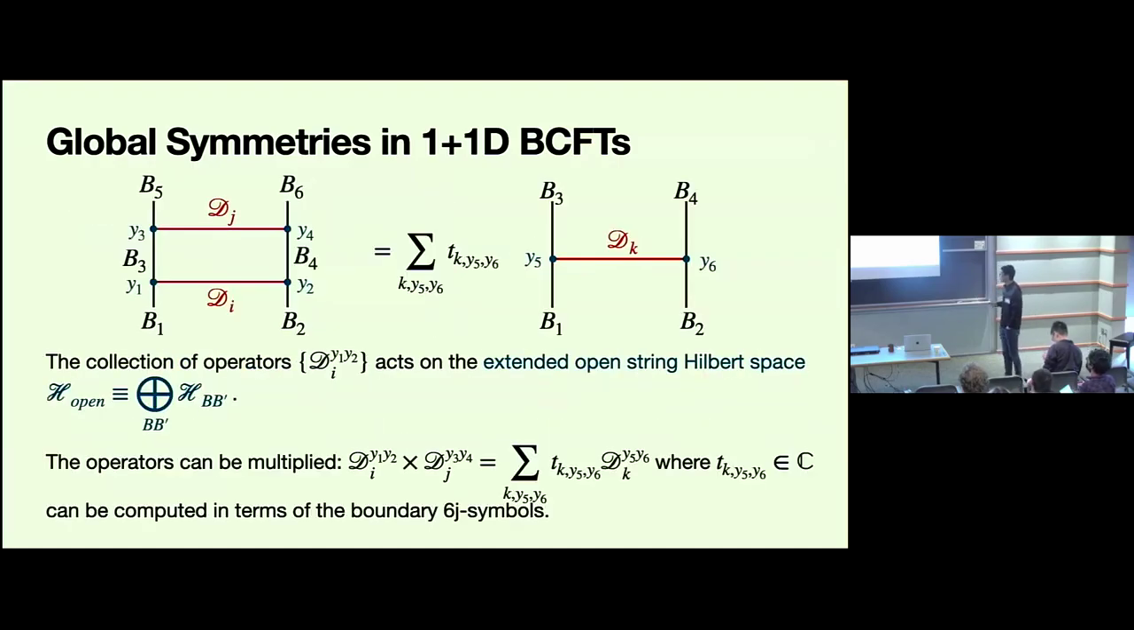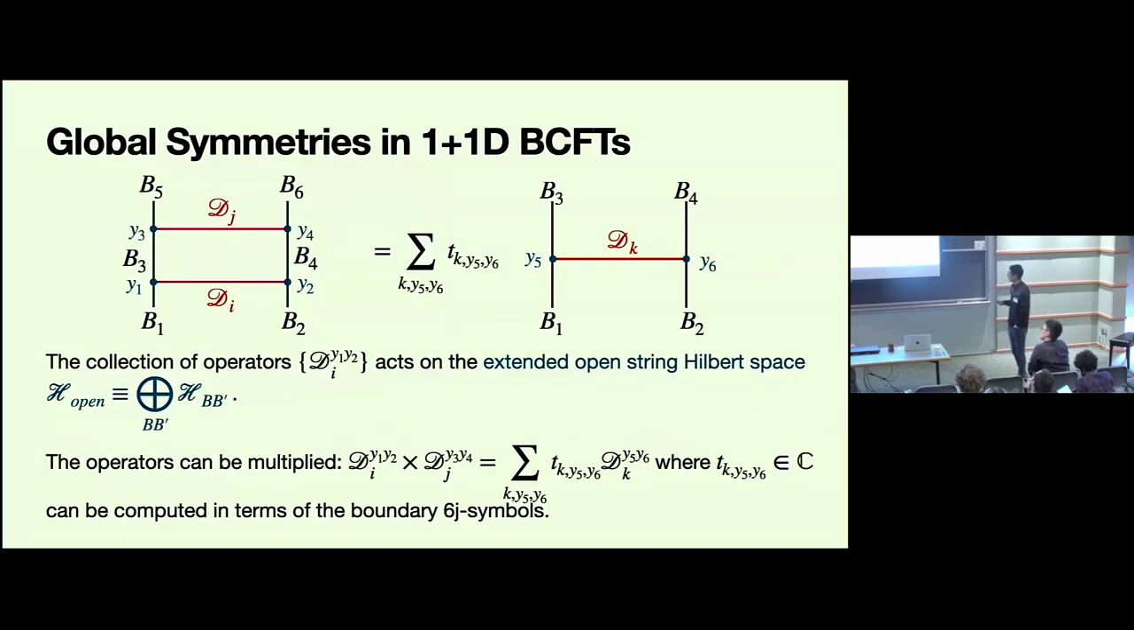Now, consider a collection of these operators, D_i, y1, y2, for all different choices of i. So i labels my object in the fusion category, and y1, y2 label all possible topological junctions. This collection of operators acts on this extended open string Hilbert space, where you take this H sub B, B prime, and sum over every B and B prime which are transformed into each other under the action of the fusion category symmetry.